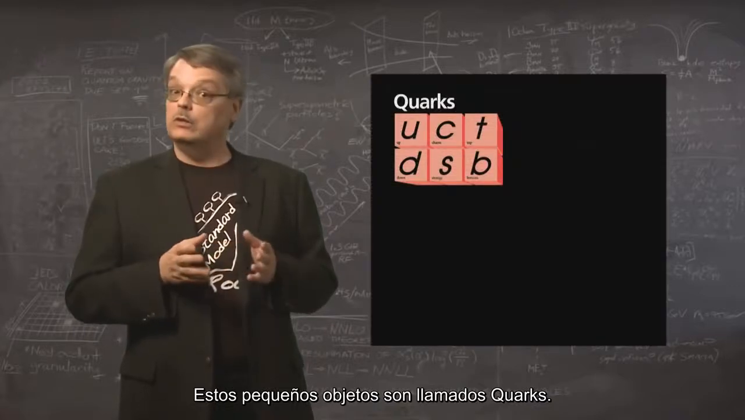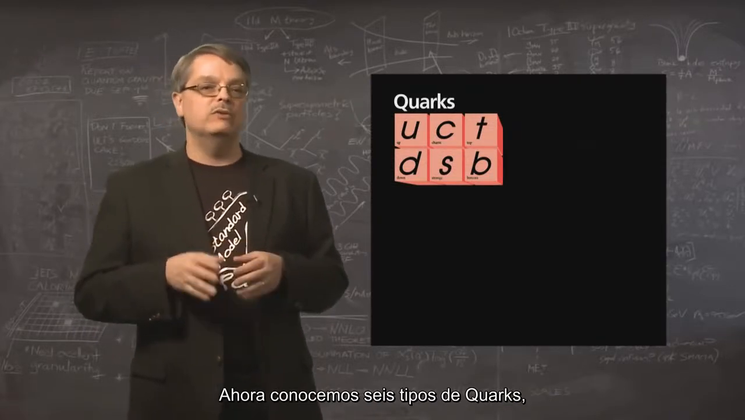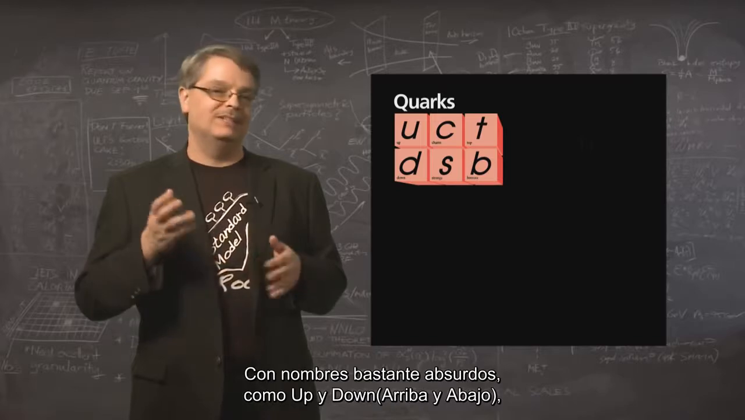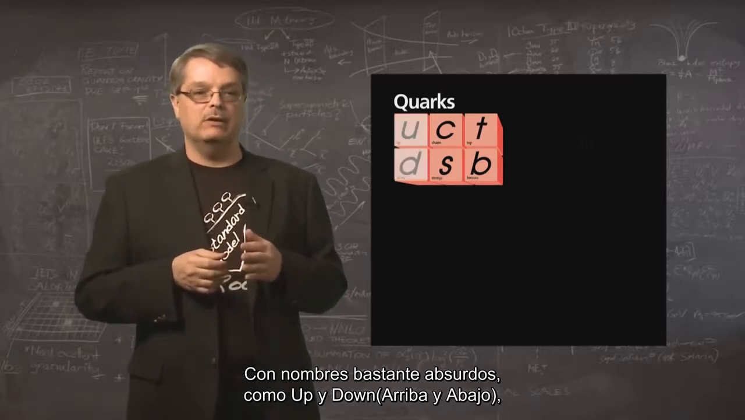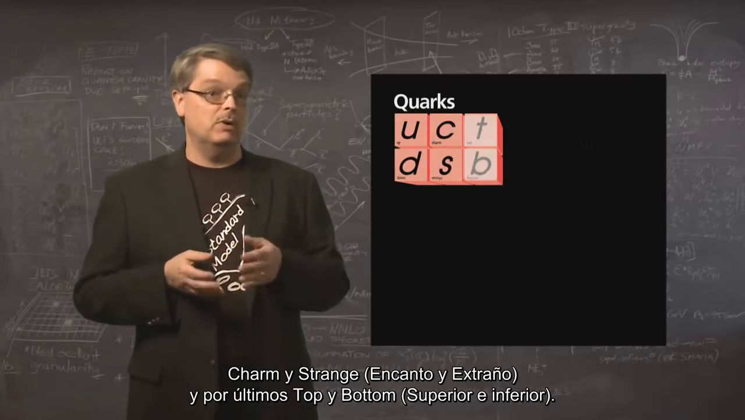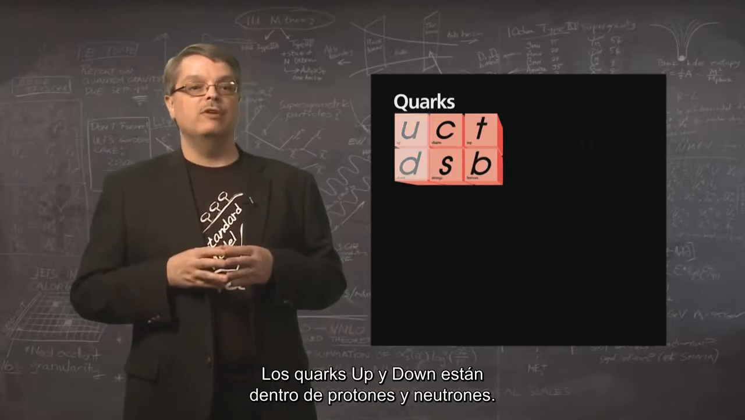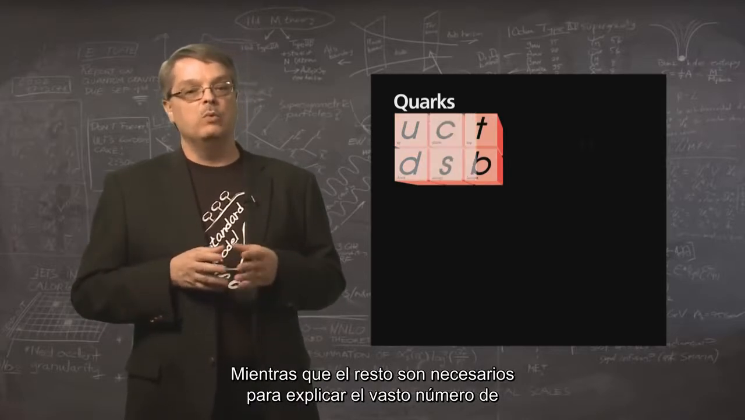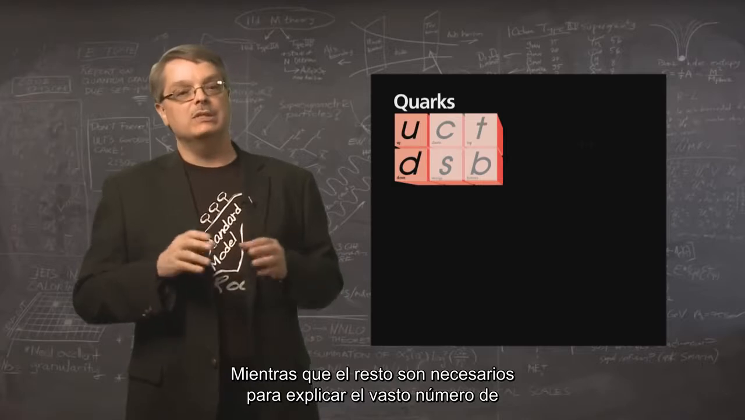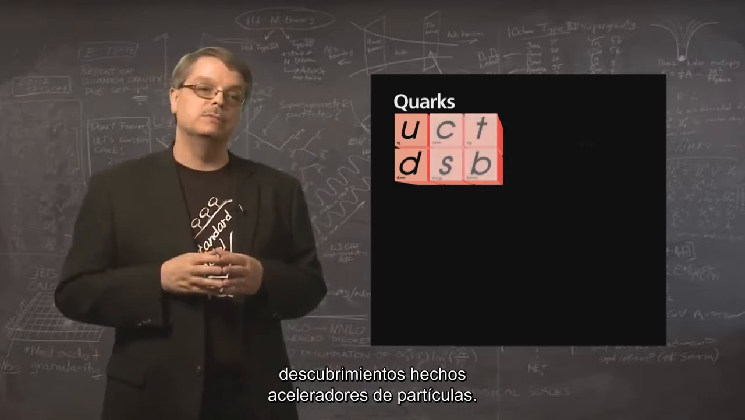These smaller objects are called quarks. We now know of 6 types of quarks. They have kind of silly names, which are up, down, charm, strange, top, and bottom. Up and down quarks are found inside the proton and neutron, while the others are necessary to explain the vast number of discoveries made in particle accelerators.